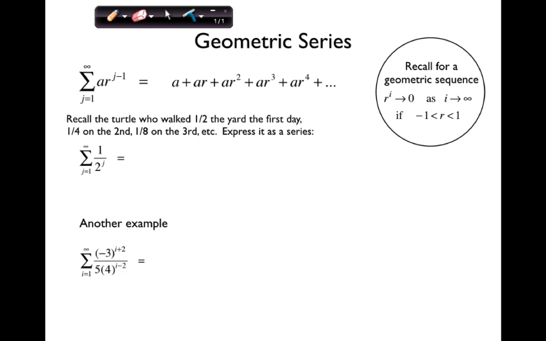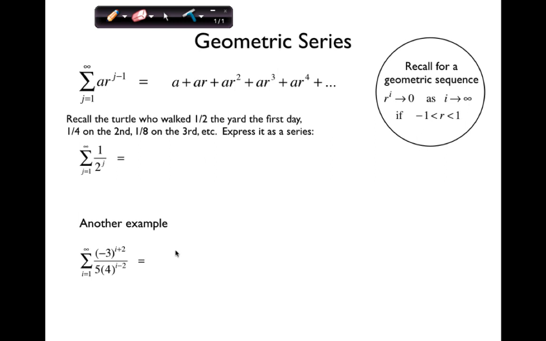So this one's a little more involved. But again, first of all, we recognize that it's geometric because the i's are in the powers, right? So what do we have to do? If we want to figure out what this sum is, we know that's A over 1 minus R. We've got to get it in the A times R to the i minus 1 form.